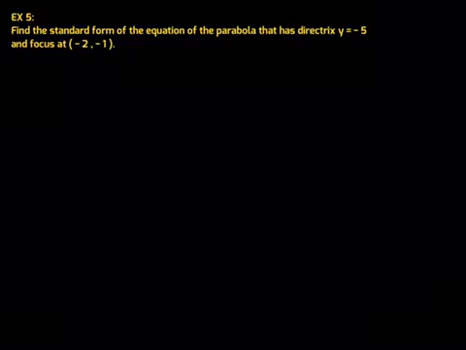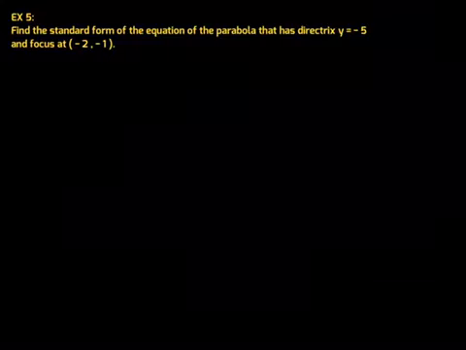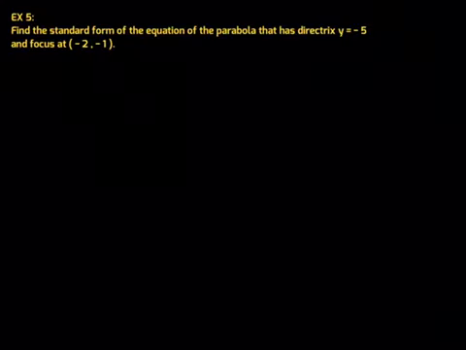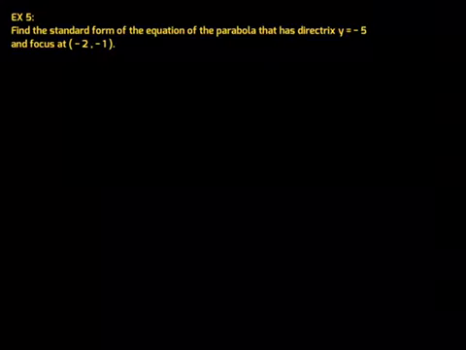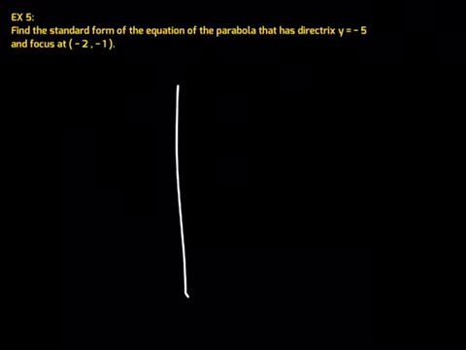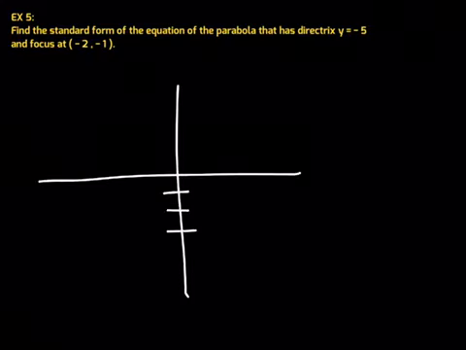Find the standard form of the equation of the parabola that has directrix y equal to -5 and focus at (-2, -1). Okay, you know what I'm going to recommend. I want us to draw a picture of what's going on. So let's do this. So 1, 2, 3, 4, -5.